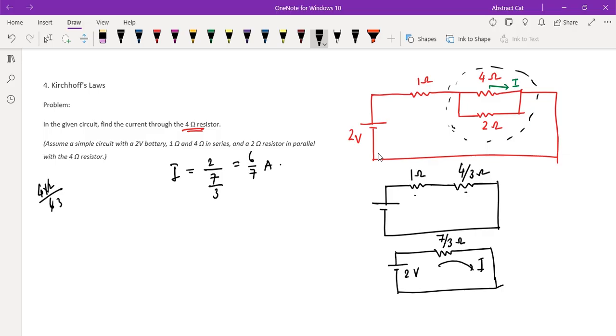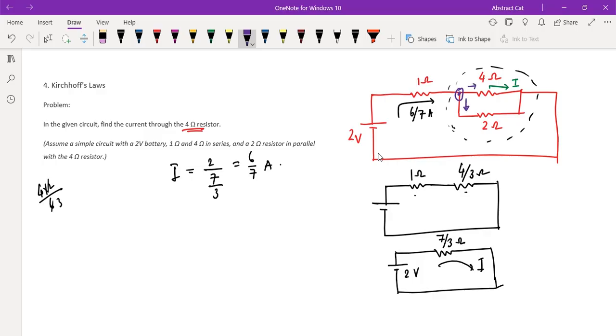So the current is 6 by 7 ampere here. Now Kirchhoff's law states that these are the junction points. If 6 by 7 ampere current goes in that direction, the current is divided into these two branches.